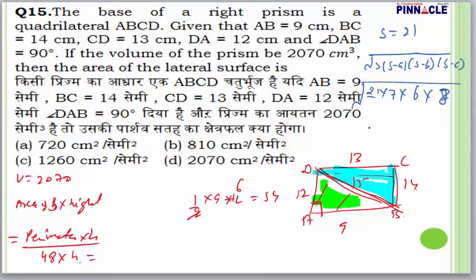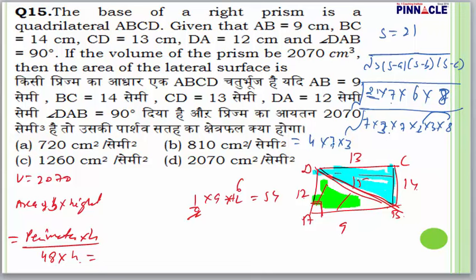Now the root of this: you can make factors, 7 into 3 times 2, and here 8, 8 into 2, that is 16, root of 16 is 4. 7 into 7 you can take 1 factor, 3 into 3 you can take 3. So 84 is the area of this portion. 84 plus 54 is 138. 138 is the area of the base. So 138 into H is equal to 2070.